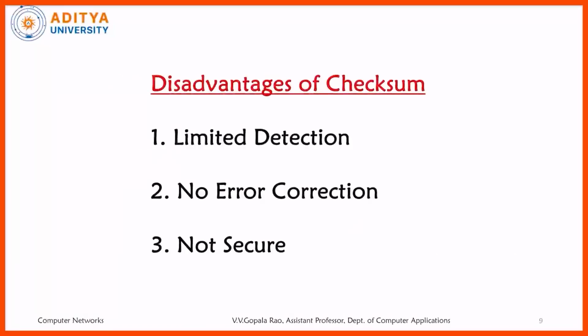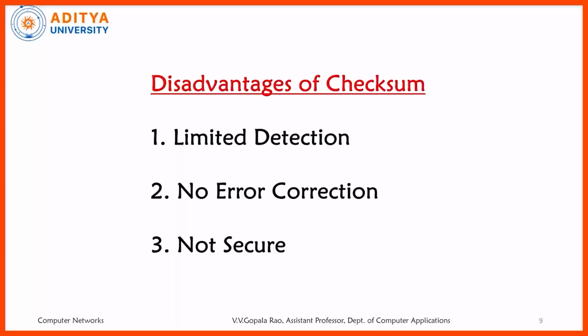Coming to the disadvantages, because it is limited only to error detection, you cannot do error correction by using this checksum. You can only detect errors, and that too to a limited extent. That means, if 2 bits are altered in position, you cannot actually depend on the checksum value, which may give you a wrong impression.